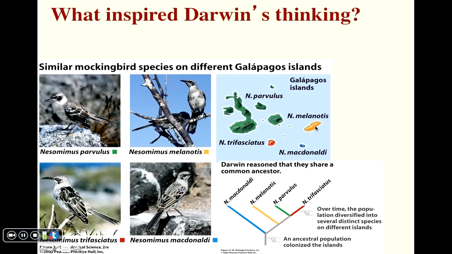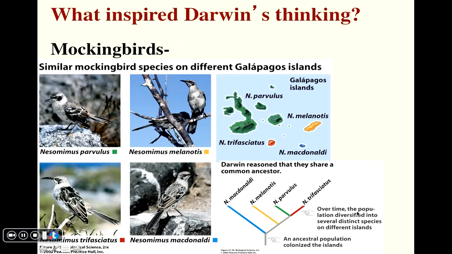So he sort of contemplated this and wondered, well, how can we explain that? How does that make sense? Why are we going to have these species of mockingbirds that are so similar yet subtly different on these different but closely located islands?